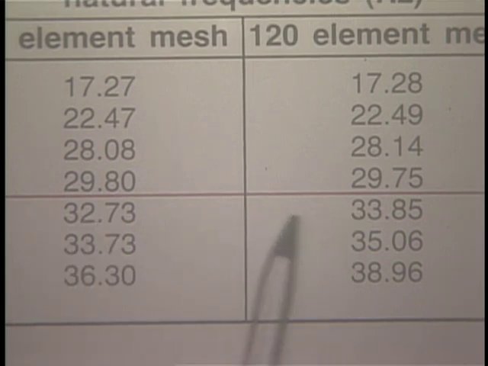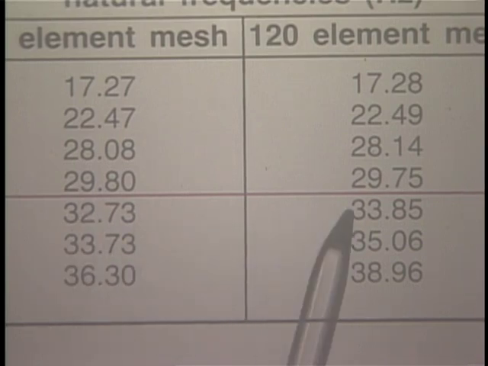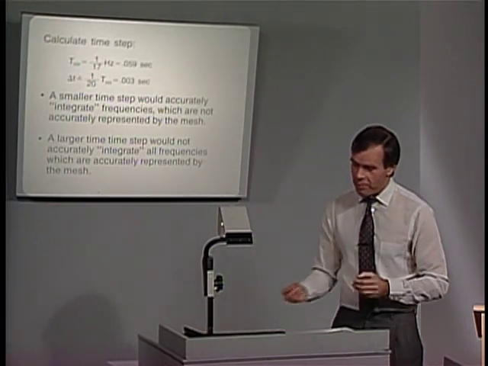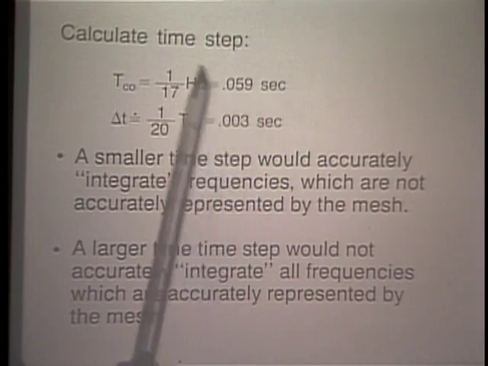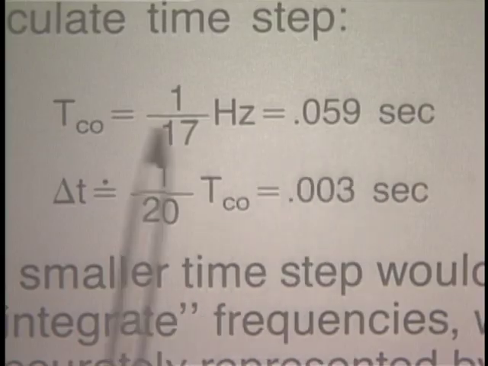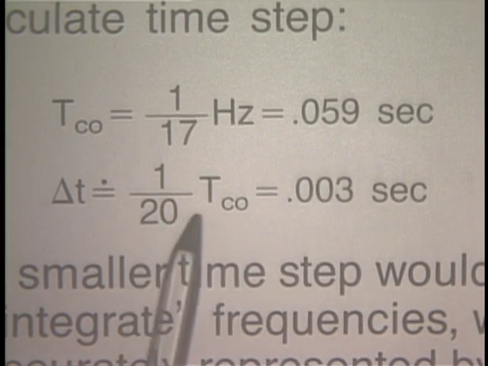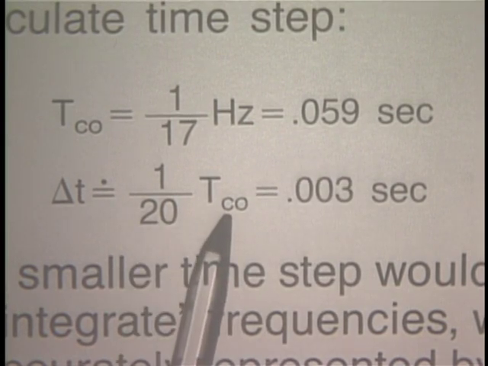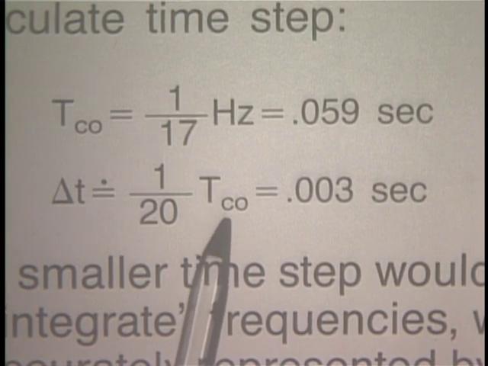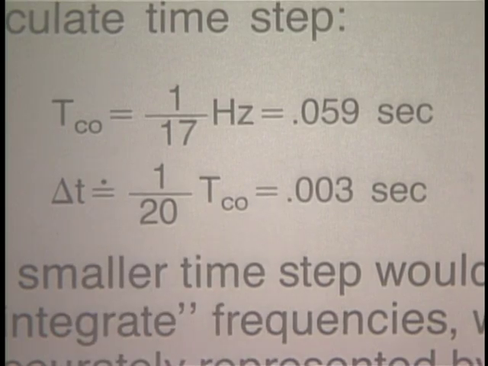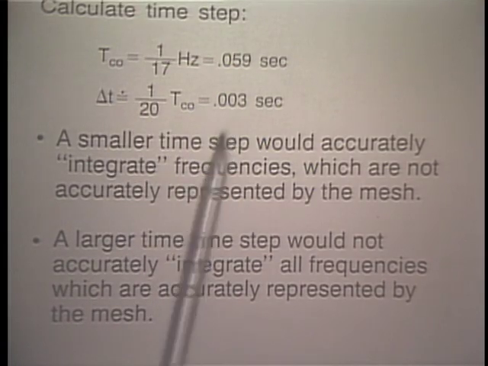Above this line, the difference between the frequencies is larger than 1 Hz. And that is our cutoff line. Well, if we want to perform now the direct time integration of the 60-element mesh, we proceed as for the 30-element mesh. We calculate our cutoff frequency, our delta t, a proper time step, 20 steps for the highest frequency or the smallest period that we want to integrate accurately. That's the rule of thumb we are using. And with this time step, we perform the analysis.